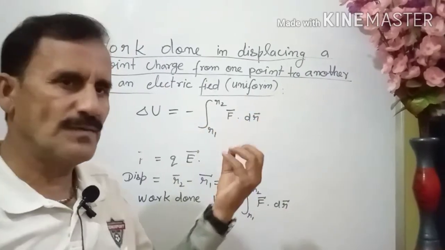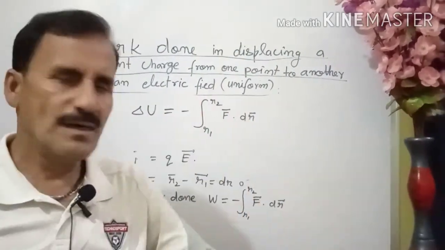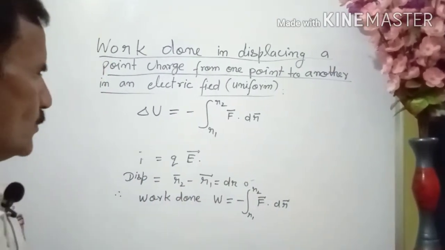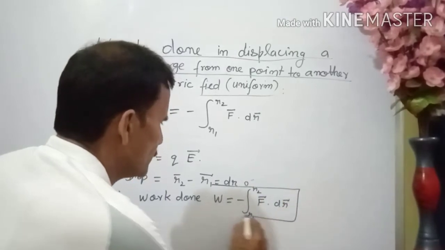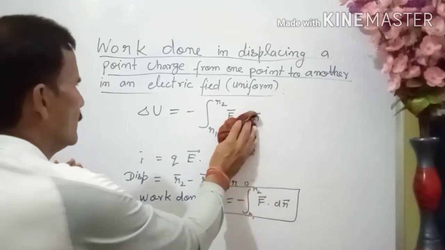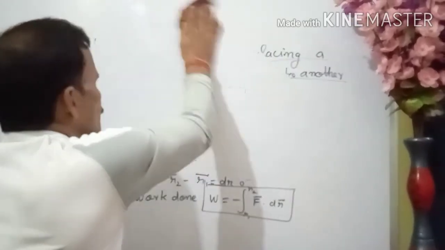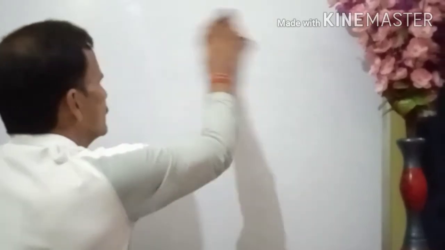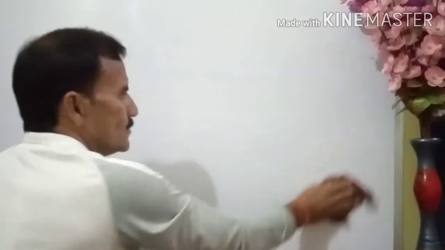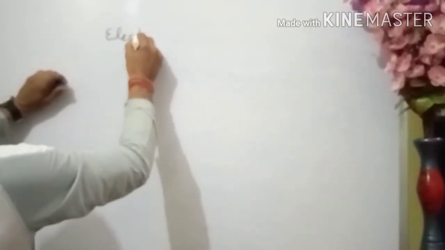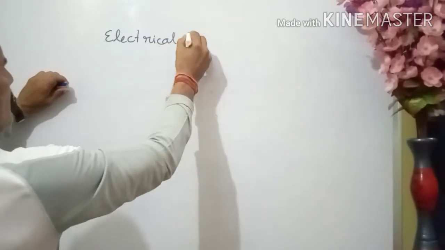So it is the sum of the work done between R1 and R2, points with position vectors R1 and R2. So we are going to use this formula for finding the work done. Now come to electrical potential. What is the electrical potential? So let me recall, we have already defined it, but again we are going to define electrical potential here.